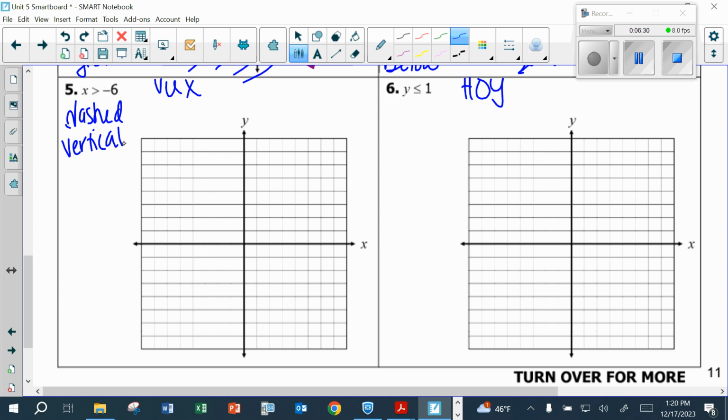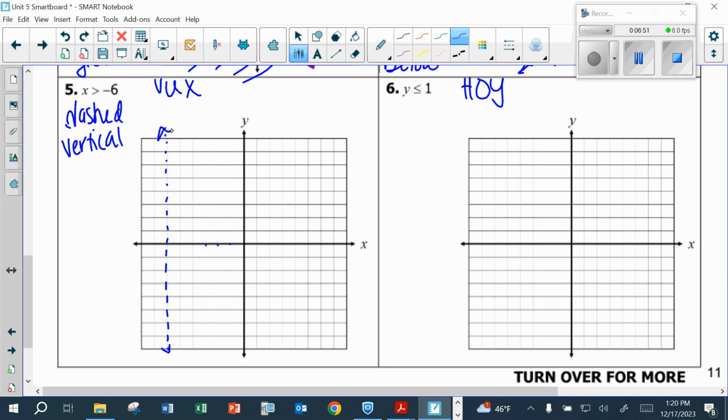I don't know why the coordinate plane didn't come out so well, but I'm going to estimate. Let's see, 1, 2, 3, 4. That looks about right. -1, -2, -3, -4, -5, -6. I can't talk today. There we go.